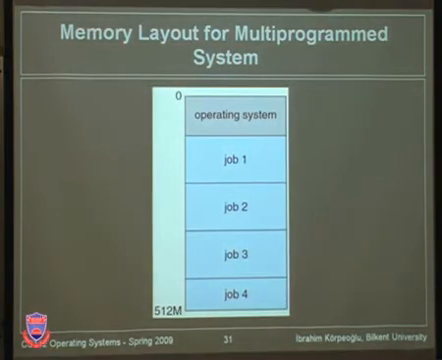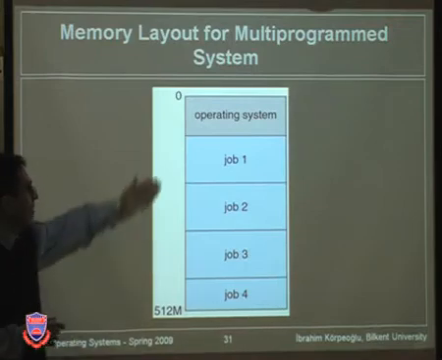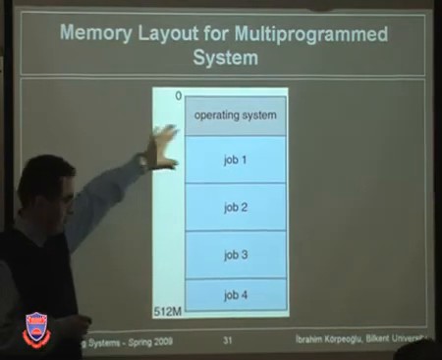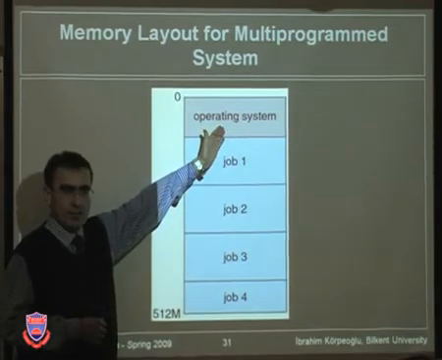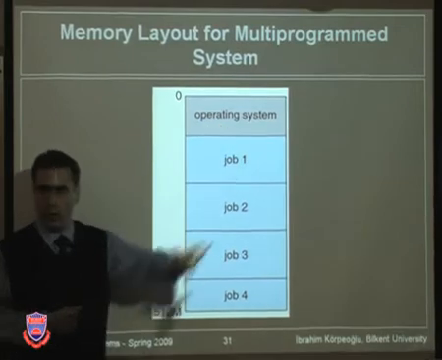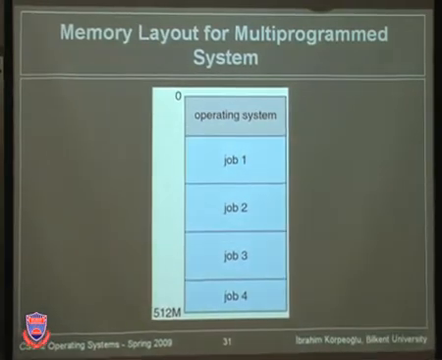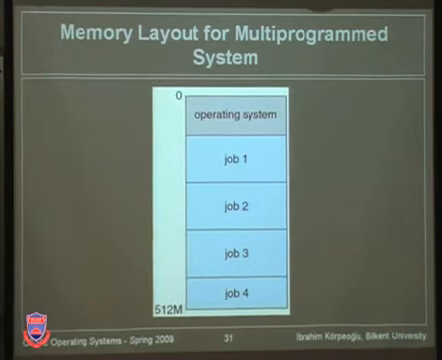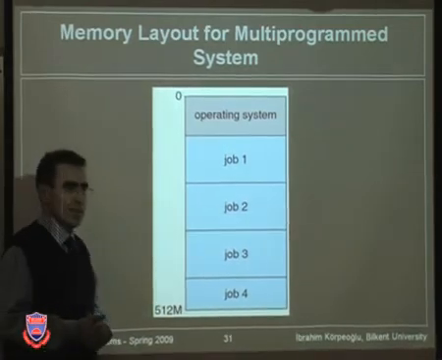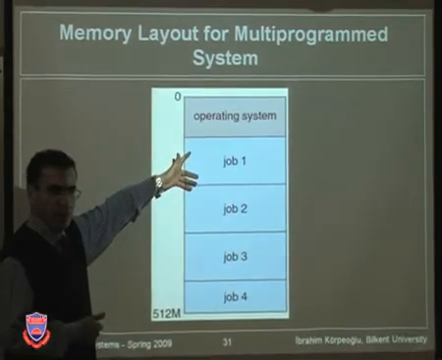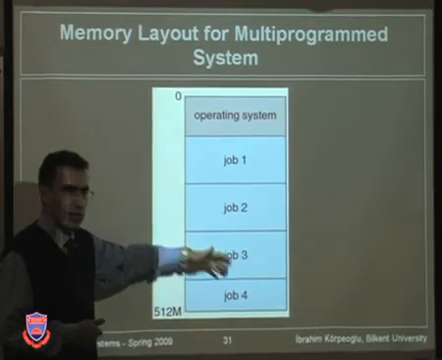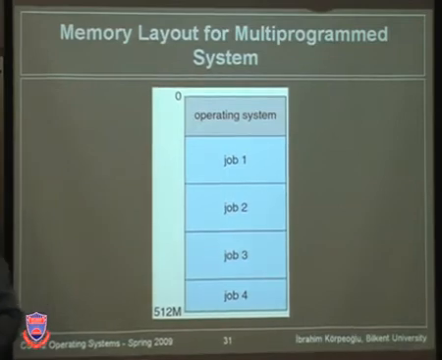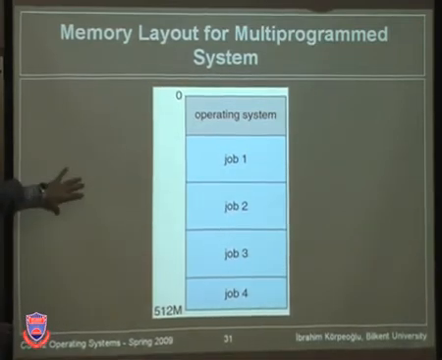Then this can be the memory layout of a system that implements multiprogramming and multitasking. The OS is always in memory, loaded at system boot time. When you power on your computer, it's loaded and it will be in memory until you power off your computer. In a single task system, you will have only one job loaded and running. But in a multitasking, multiprogramming environment, you will have lots of jobs loaded in the memory, starting their execution, and those jobs are sharing the CPU.